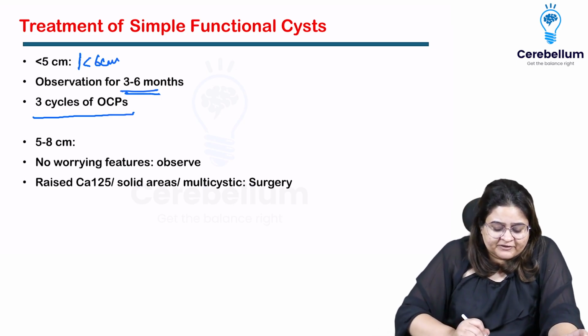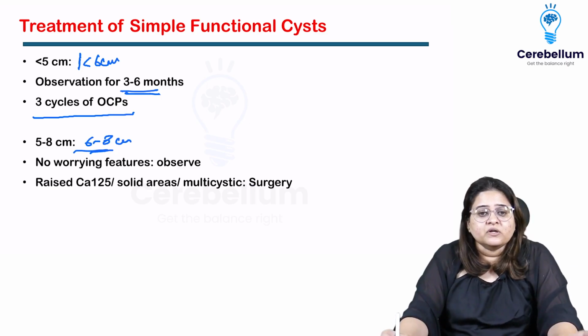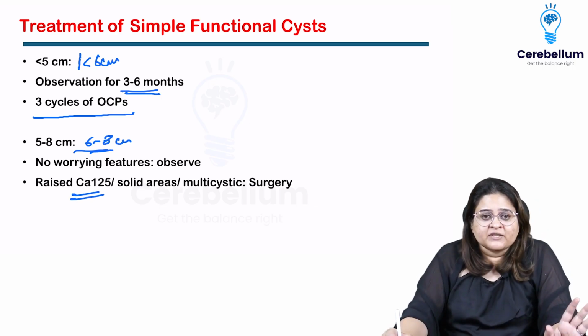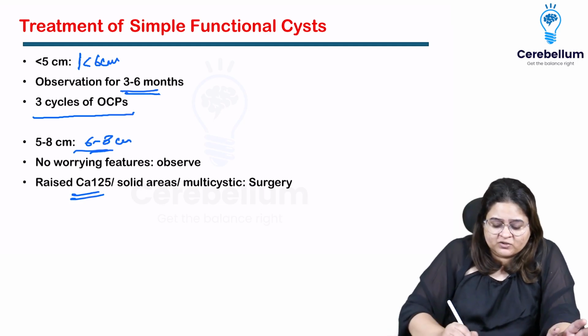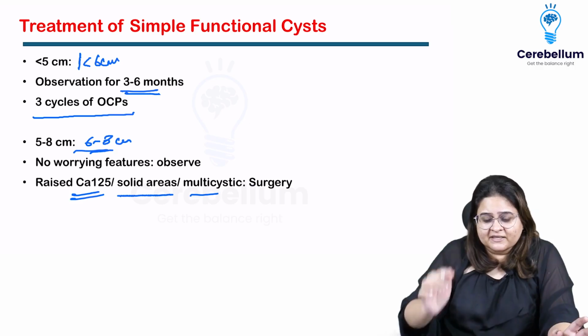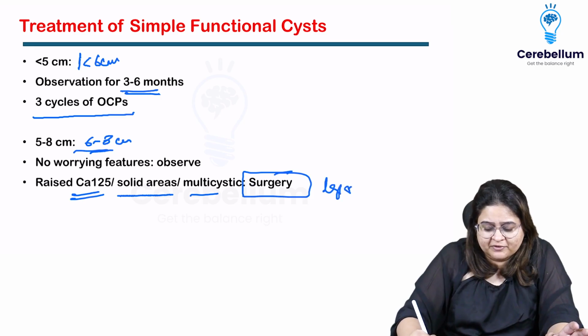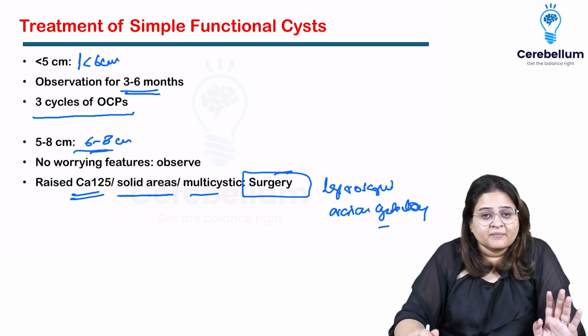Okay. But if it is between 6 to 8 or 5 to 8 centimeters, what should you do? Then you need to observe this patient more carefully. Look for any worrying features on the ultrasound. Do a CA125 level. So if there are any raised CA125 levels, if there are any worrying features like solid areas, or it is multicystic, then surgery would be advisable. Okay, and what surgery? The surgery preferred is laparoscopic ovarian cystectomy, unless you're suspecting malignancy.